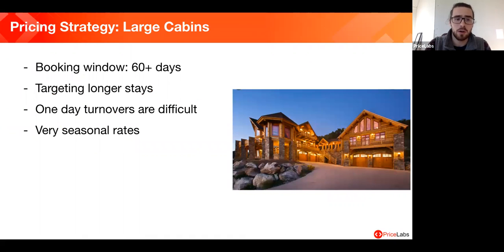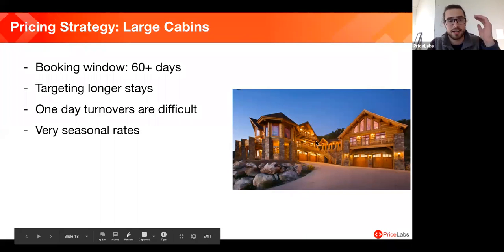Perfect. So now I wanted to jump into the actual system and talk about how you would update pricing strategies for a couple of different use cases. First, let's say you have a large cabin. Your booking window is 60 plus days, so people are making reservations usually around 2 months in advance, and most reservations happen further in advance than that. They're targeting longer stays. They don't like one-night back-to-back stays, since a cabin this size is difficult on the cleaning team. And they also have very seasonal rates.